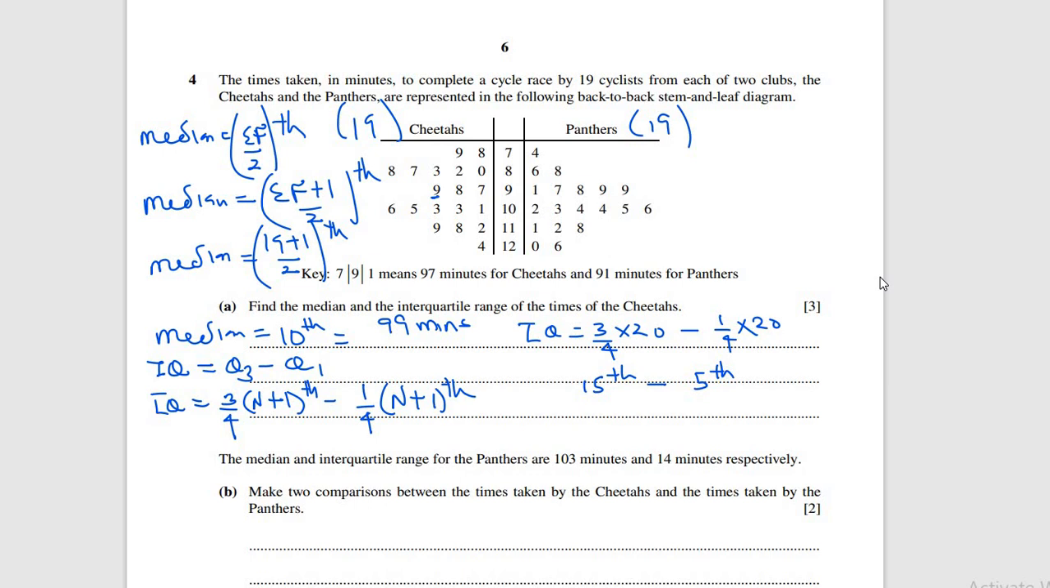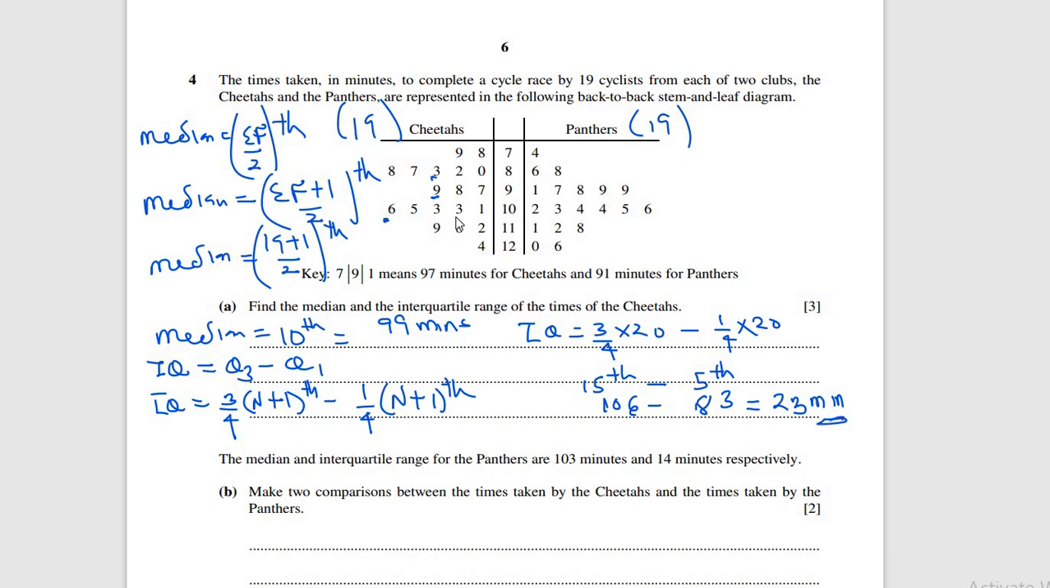And what's the 15th position of that one? Let's count it. 1, 2, 3, 4, 5, 6, 7, 8, 9, 10, 11, 12, 13, 14, 15. The 15th position, 10 to the left, is 106. How about the 5th position? 3, 4, 5. This is the 5th position, 83, according to the key. 106 minus 83 is 23 minutes.